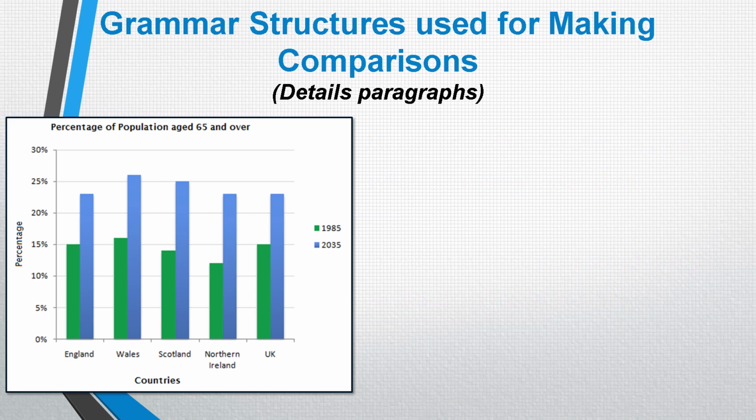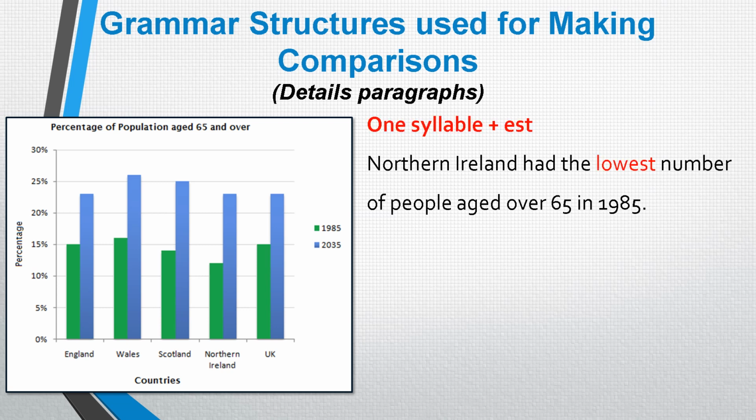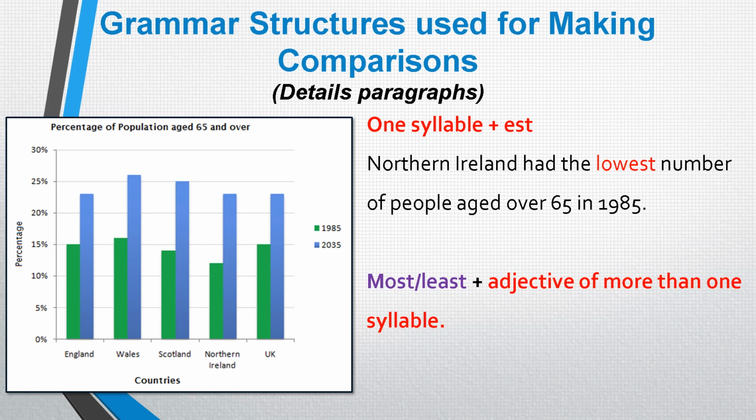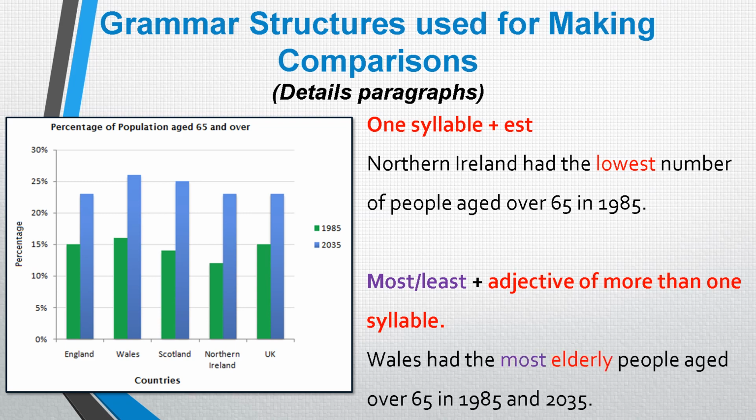And finally, we're going to use superlatives. So the first example reads, Northern Ireland had the lowest number of people aged over 65 in 1985. So we simply add est to the adjective to make it the superlative. Or we could say, Wales had the most elderly people aged over 65 in 1985 and 2035. So with more than 1 syllable, elderly, 3 syllables, we simply need to add most or least, depending on the situation.